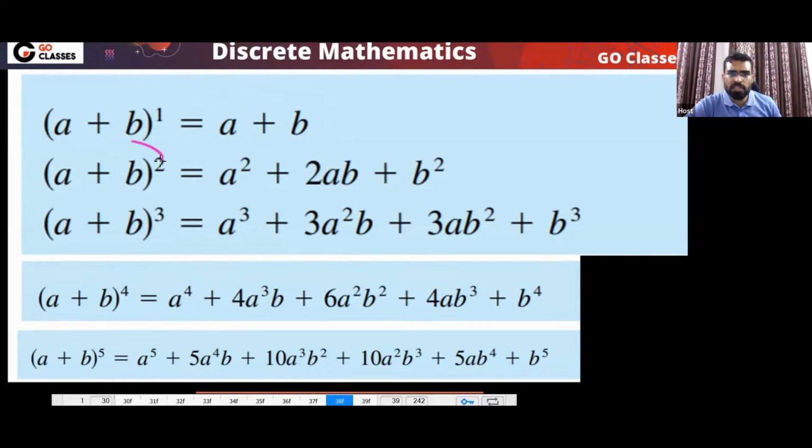What is power 2? This is your favorite formula from school life. A square plus 2ab plus b square. What is power 3? That is a cube plus 3a square b plus 3ab square plus b cube. Only these we remember. Okay. So let's move on.